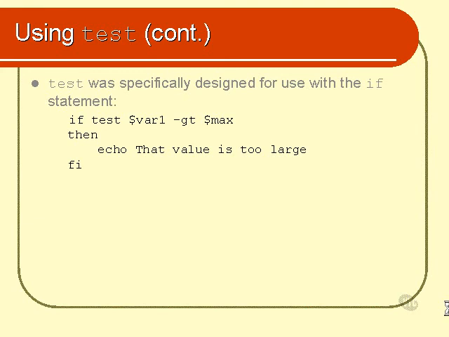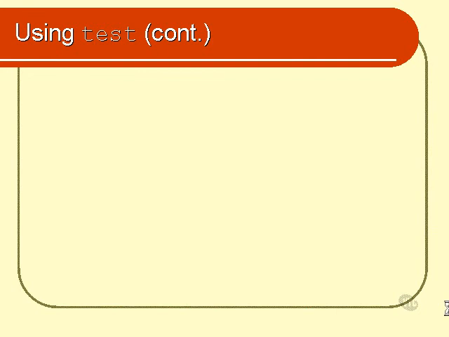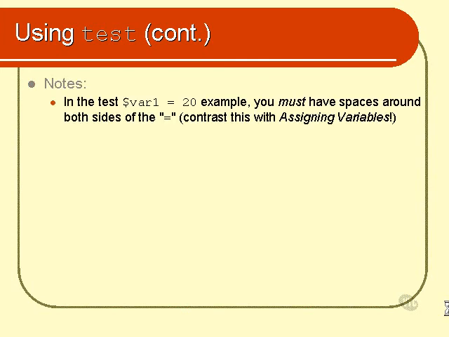Sadly, we can't use the greater than symbol. The greater than symbol is already used by the shell program to redirect output to a file, as you probably already know. Now, a couple of notes when using test. These are quite important. I really think that you should keep these in mind, or you'll get all sorts of errors in your scripts. The first is, it's the spaces around the equal sign. You absolutely must have spaces around both sides of the equal sign. If you don't have them, it certainly will not work as expected.